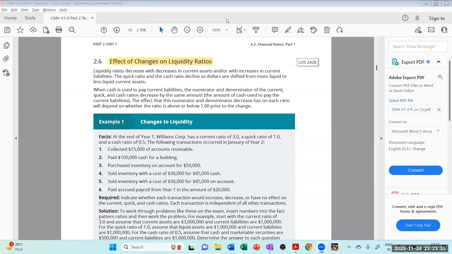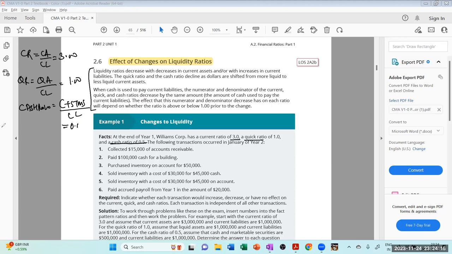Liquidity ratios can increase or decrease. I don't need to read this aspect for you guys. Let me be pretty honest, you can read it at your own pace of studies. Now, what are the facts of the case? At the end of the first year, Williams Corporation has a current ratio of 3, which is current assets upon current liabilities. Quick ratio is quick assets upon current liabilities, it is 1. Cash ratio is cash plus short-term marketable securities upon current liabilities, it is 0.5.